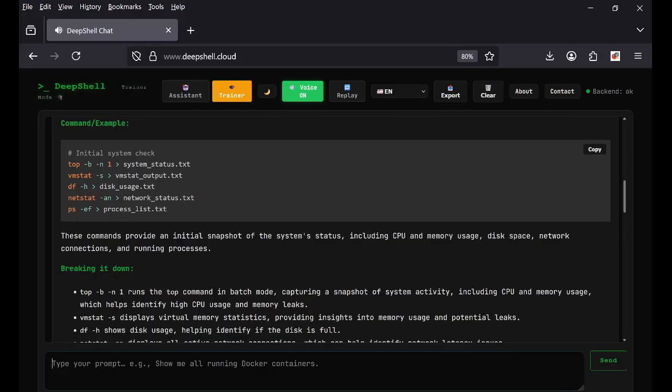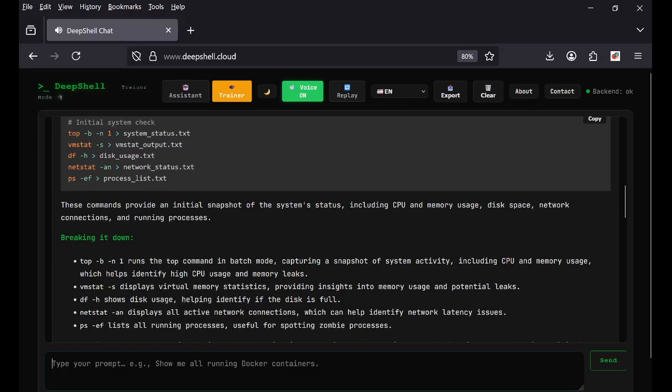and running processes. Breaking it down. top -bn1 runs the top command in batch mode, capturing a snapshot of system activity, including CPU and memory usage, which helps identify high CPU usage and memory leaks. vmstat -s displays virtual memory statistics, providing insights into memory usage and potential leaks. df -h shows disk usage, helping identify if the disk is full. netstat -tuln displays all active network connections, which can help identify network latency issues. ps -ef lists all running processes, useful for spotting zombie processes.